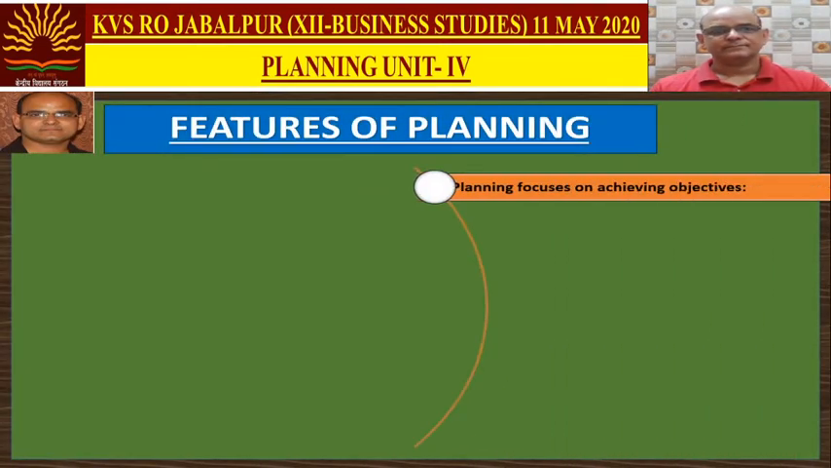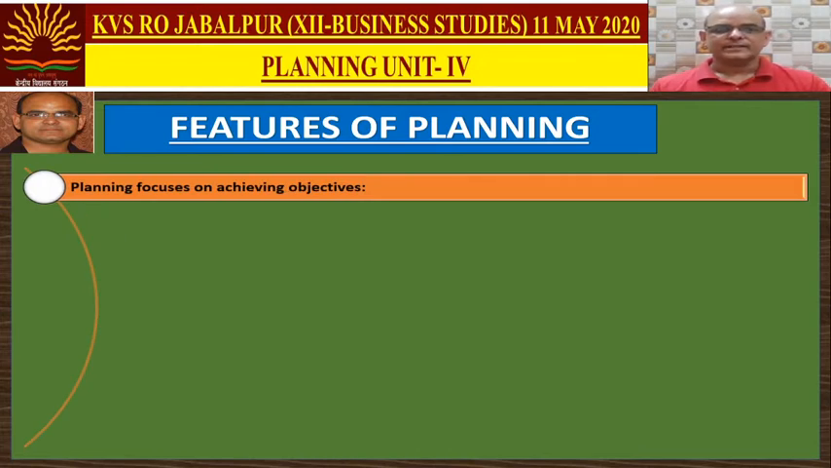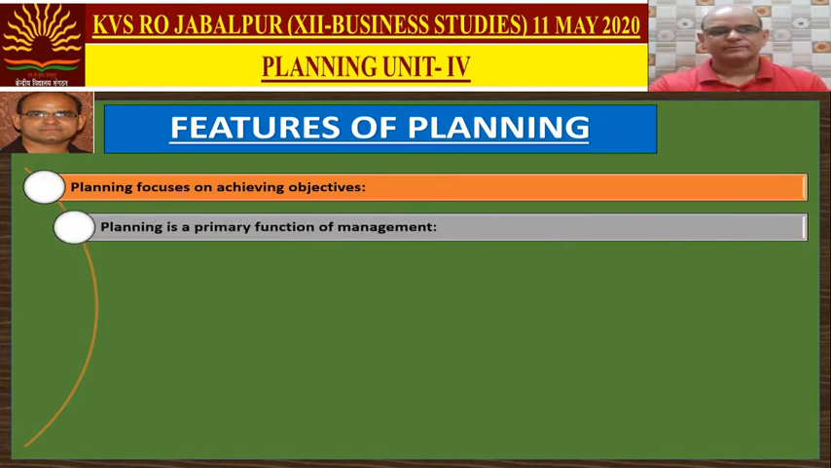Features of planning. Planning focuses on achieving objectives. Whenever we plan something, we always have some objectives to be achieved in our mind. Those objectives have already been discussed in chapter number 1, that they will be of 3 types. It may be organizational objectives, social objectives, and finally personal objectives also. So planning focuses on achieving objectives. It always starts with deciding the targets, deciding the goals.